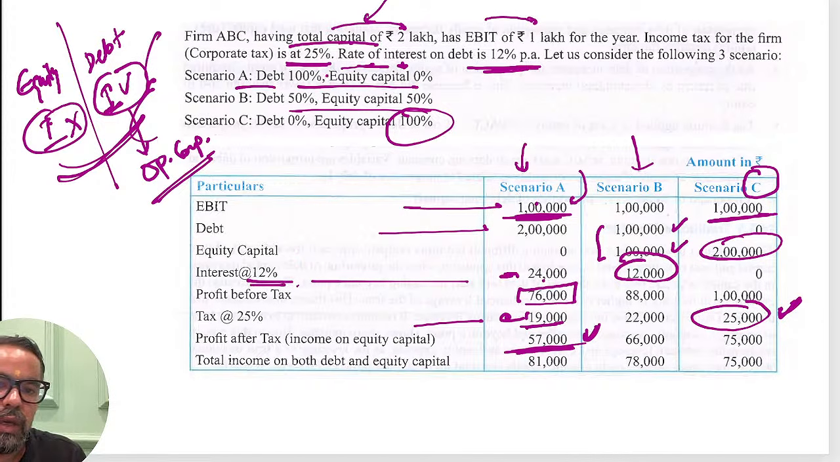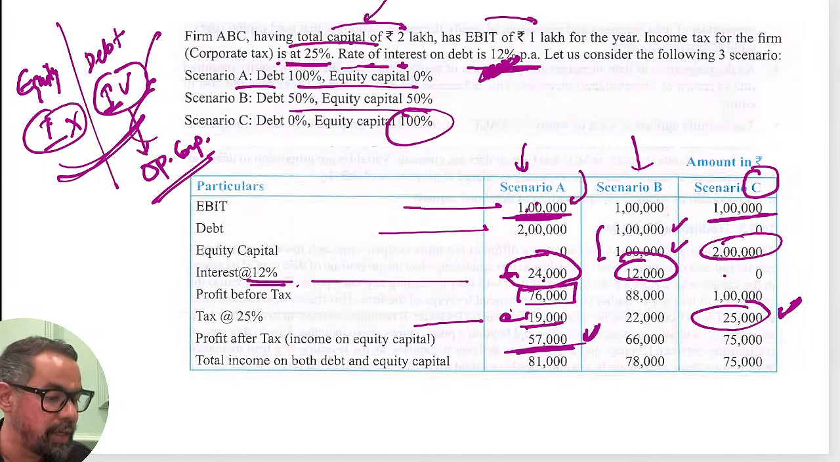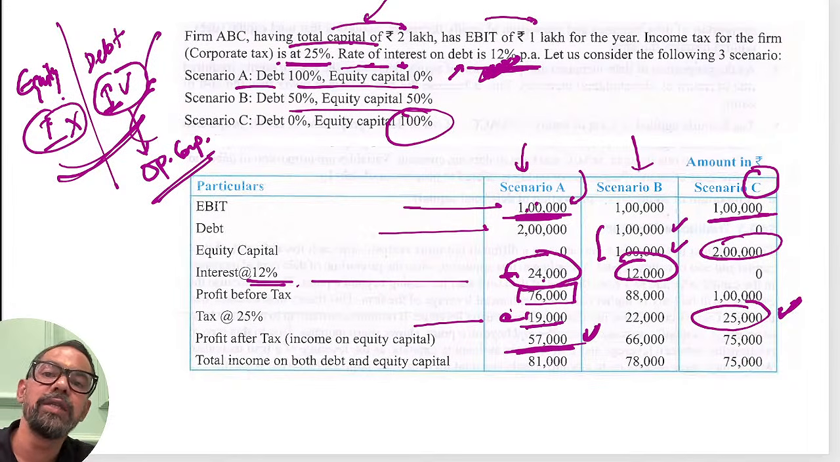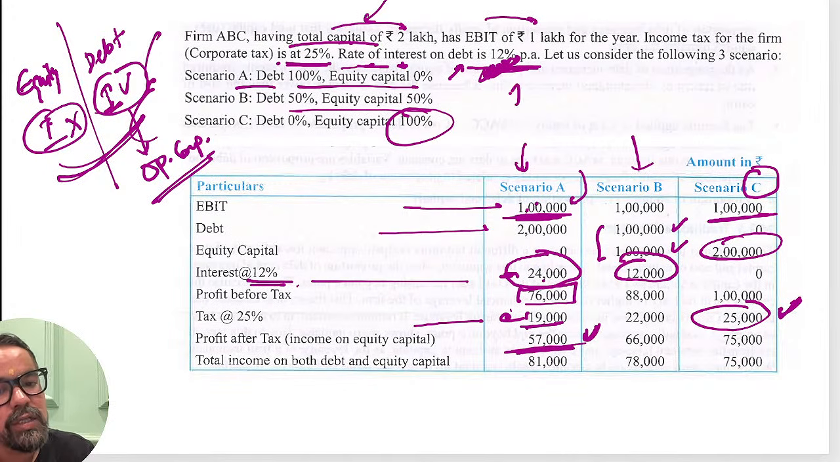This is your cost of debt: 12% interest on 1 lakh is 24,000. The tax rate, 25%, is applicable to both equity as well as debt. The fund which you have raised in the form of a bank loan or anything else, whatever interest you pay on that, is called cost of debt.